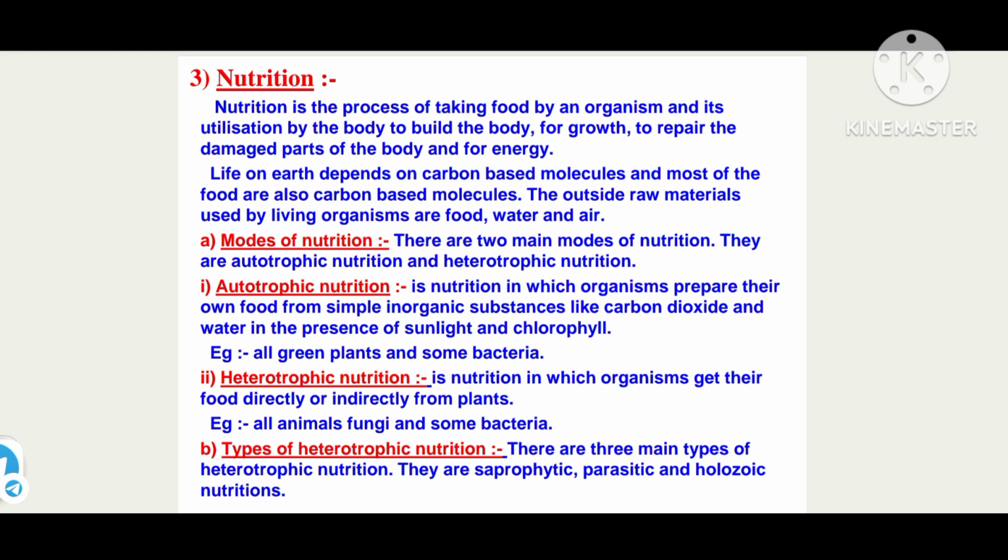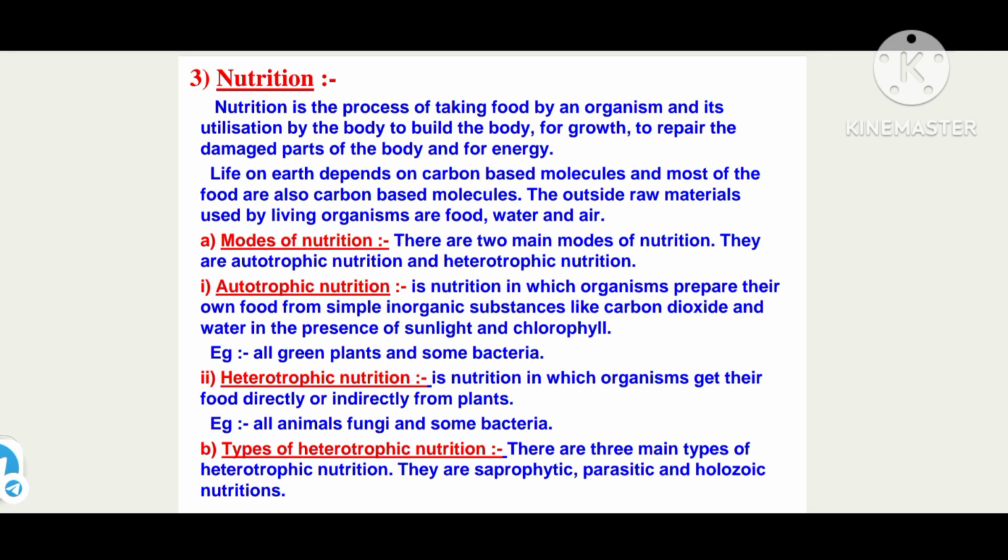Nutrition is the process of taking food by an organism and its utilization by the body to build the body for growth, to repair the damaged parts of the body, and for energy. In the last session we discussed what nutrition is. Nutrition is the process of taking food, for the utilization of the body, for growth, for repair of the damaged parts of our body and to gain energy. Life on earth depends on carbon based molecules and most of the food are also carbon based molecules.